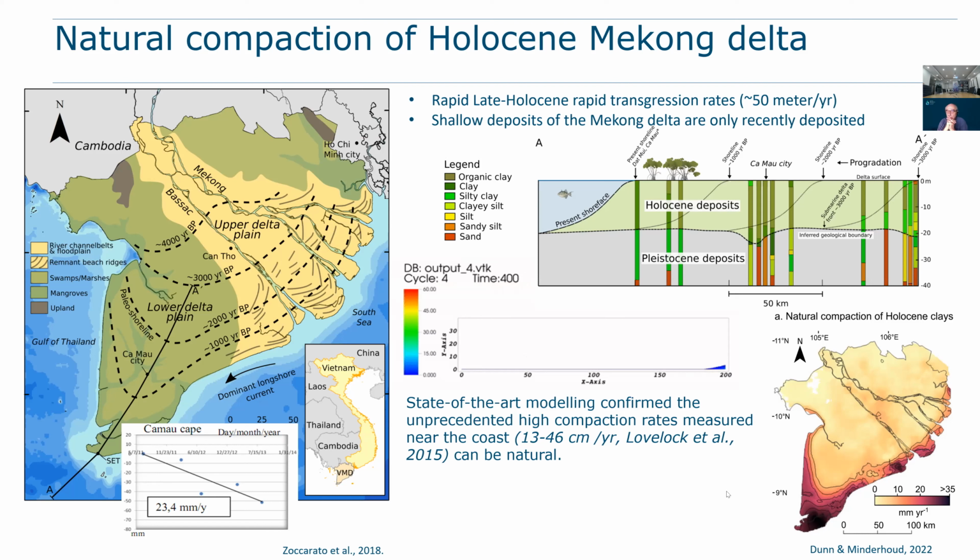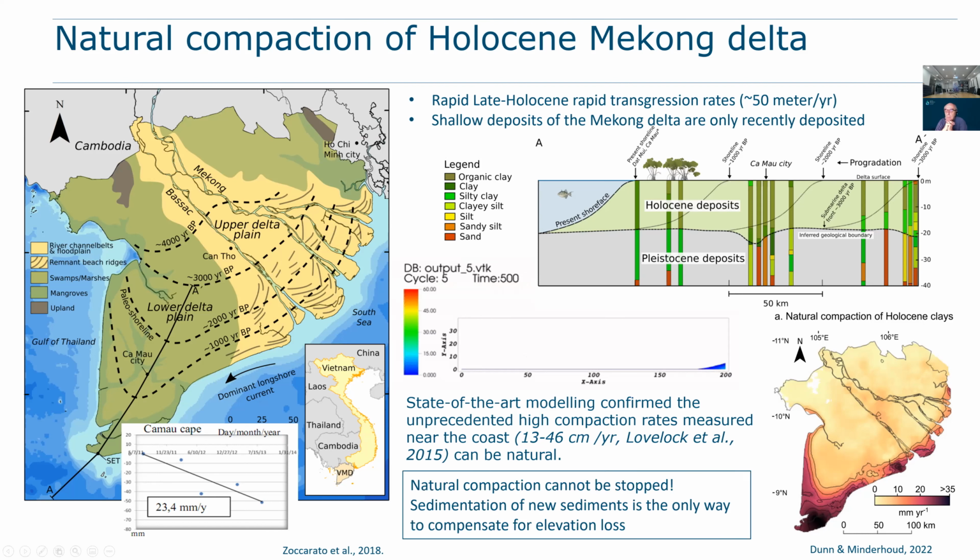It is important to realize that this natural compaction is a process that cannot be stopped. So the sediments will continue to compact. And the only way actually to compensate for the elevation loss is to add new sediments on top of it. And this is what happens in healthy mangrove forests. They have these high rates of compaction, but they also trap sediments, so they're able to sustain their elevation.